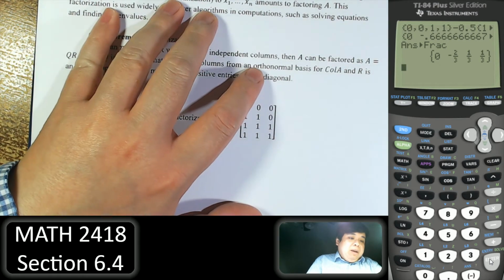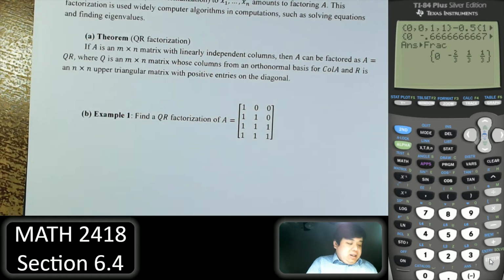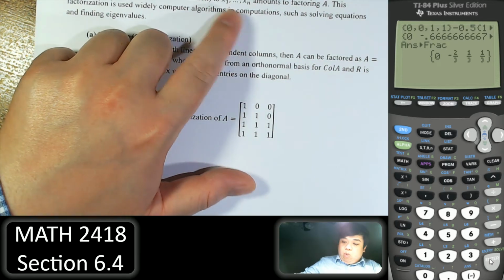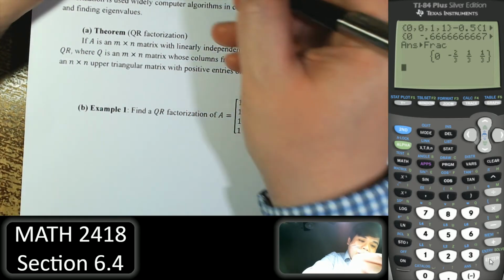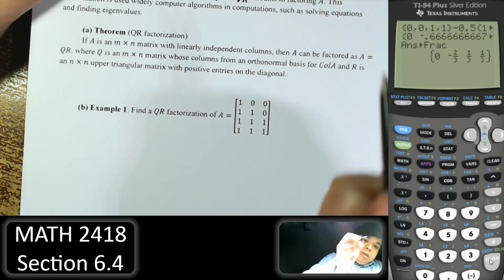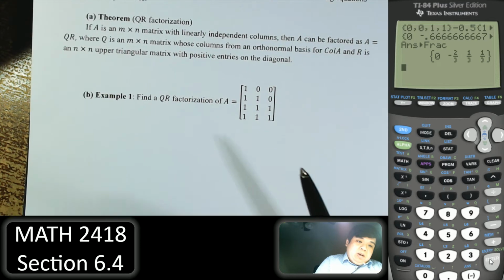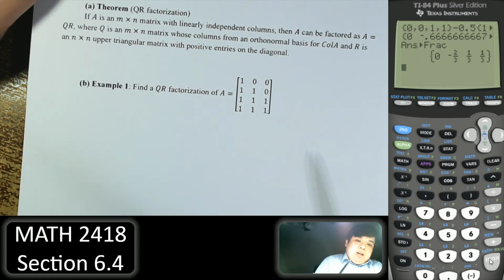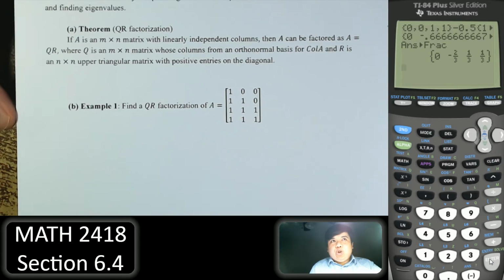If we have an n by n matrix with linearly independent columns x1 to xn, then applying the Gram-Schmidt process with normalization, we get a factorization. This factorization is widely used in computer algorithms for computation, of course finding eigenvalues and all other things.